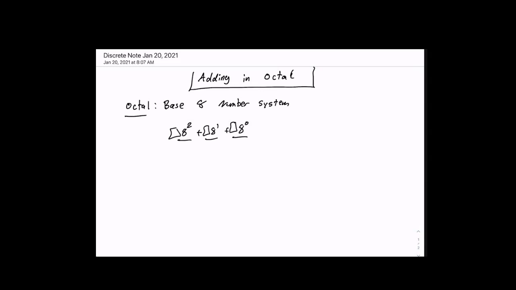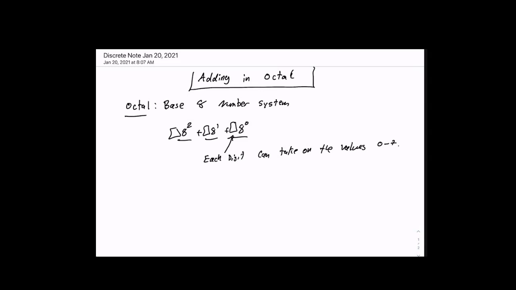But more importantly, each digit can take on the values 0 through 7. So when we talk about the numbers, you'll only see the numbers 0 through 7.